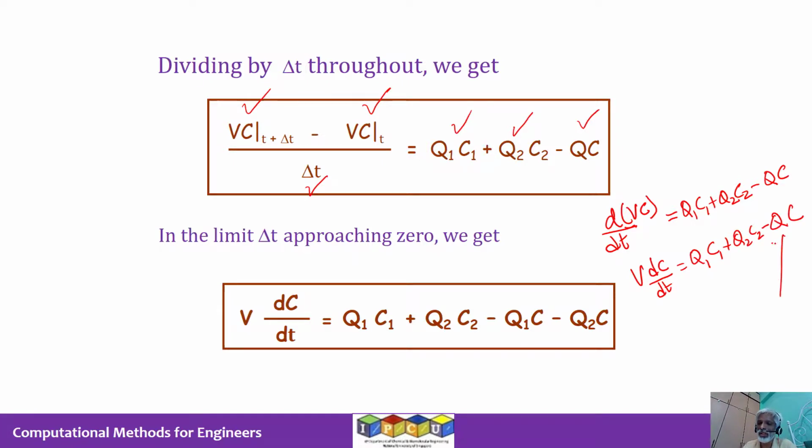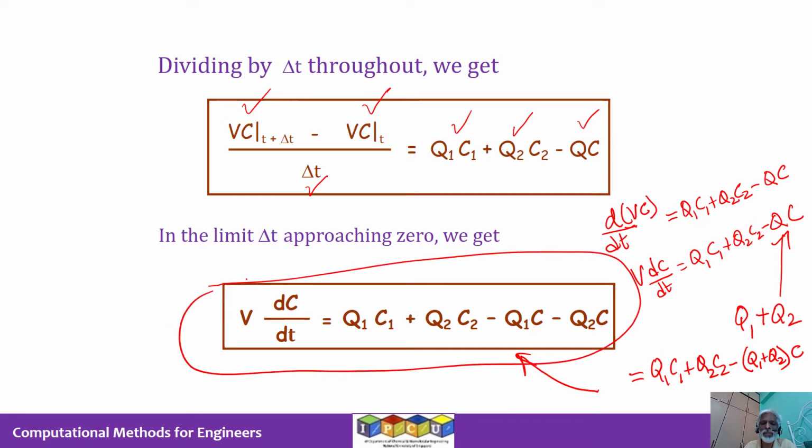And then once you recognize that Q is going to be equal to Q1 plus Q2, we can write the right hand side as Q1 C1 plus Q2 C2 minus, instead of Q, Q1 plus Q2 times C. And that leads to this equation that you see inside this box. So this is the mathematical model for this simple mixing process that takes place in the tank.